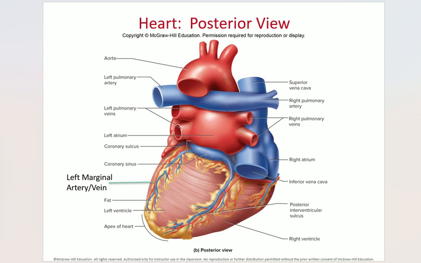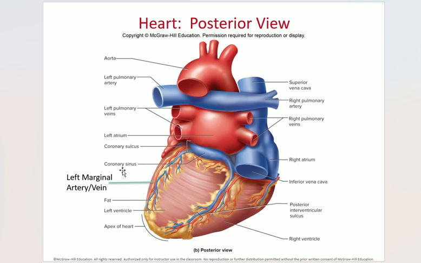So notice the posterior intraventricular artery and sulcus here. And then here you can also see the coronary sinus and the coronary sulcus that goes in there. And you can see the left marginal artery that you couldn't see before. Right? Boom, right there. Left marginal artery and vein.